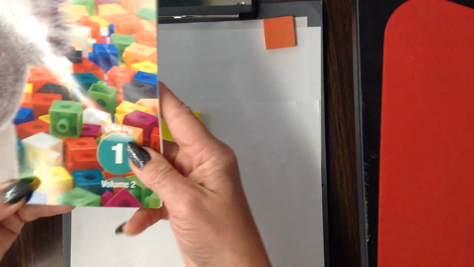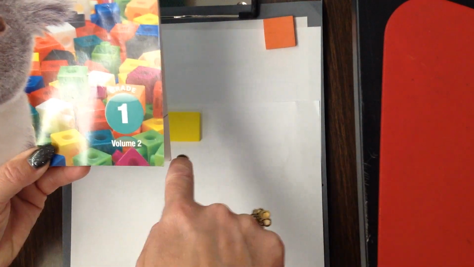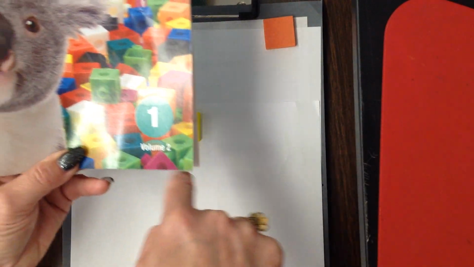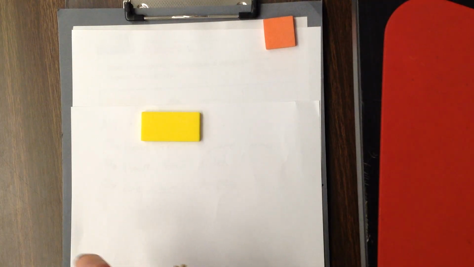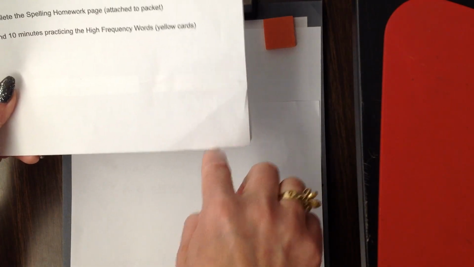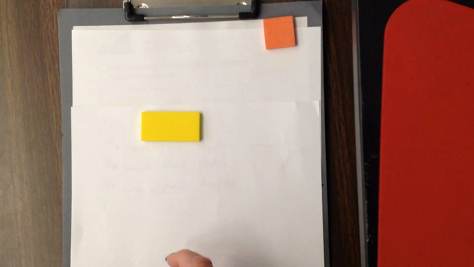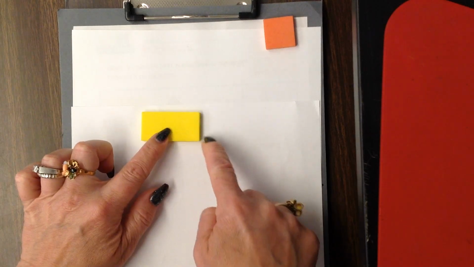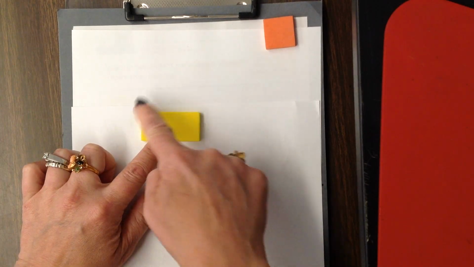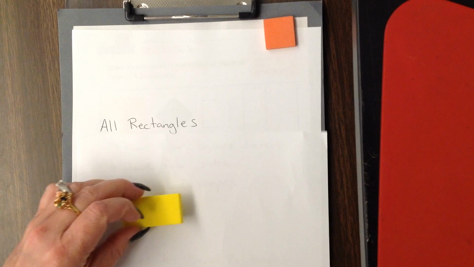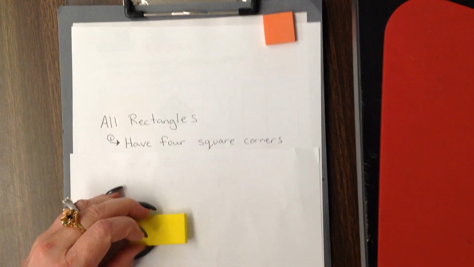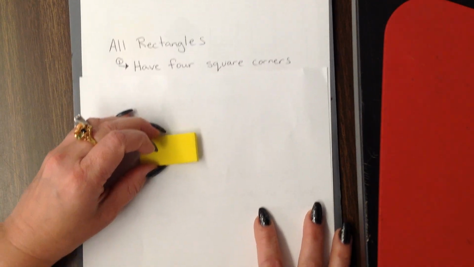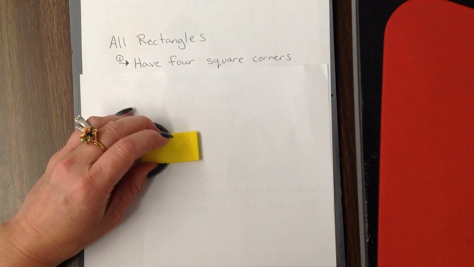In first grade, we kind of use the term a square corner. So a square corner would be like the edge of a book. A square corner would also be like the edge of a paper. All right, so real sharp, and they are perpendicular to each other. So four corners. So let's look at that. We're going to add that as one of our first rules here. Okay, they all have four square corners.